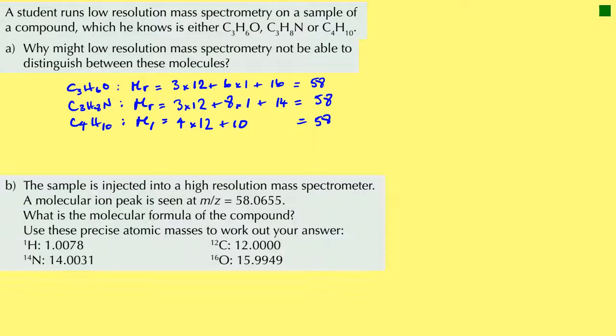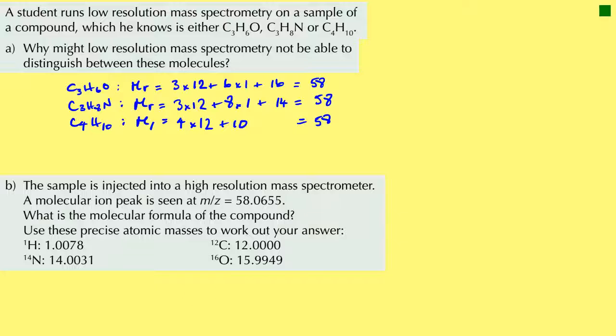So the second part to the question might be, the sample is injected instead into a high resolution mass spectrometer. The molecular ion peak, remember that's the one on the right hand side of the spectrum, the MZ value is 58.0655. Alright, so now we've got 4 decimal places instead of none. And what's the molecular formula of the compound?